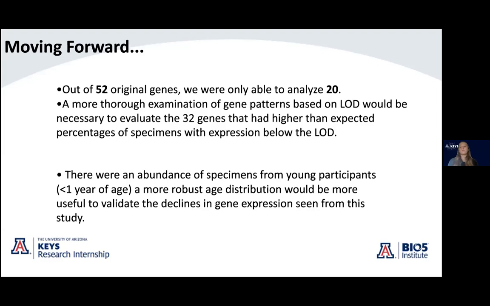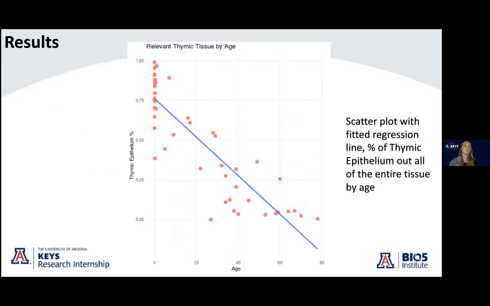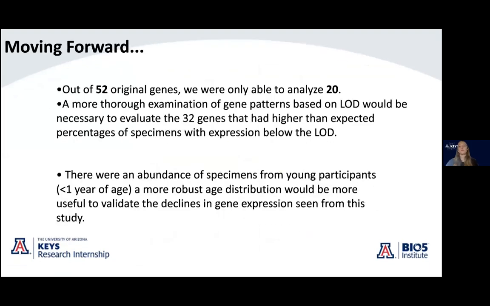There was also a limitation for us with our sample size. If we look in our chart right here, these black dots are just showing us all 35 of these donors, and you can see there's a really high concentration of donors that were at age 0. And that tells us a lot of our thymic tissue samples came from infants and newborns. And if we're able to get more robust age distribution, that would be able to give our results more validation and credibility.